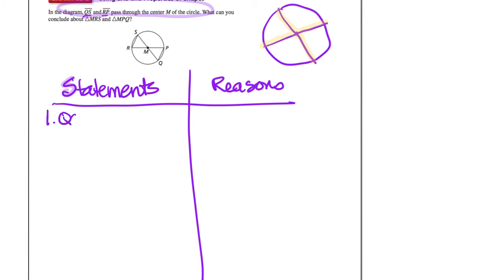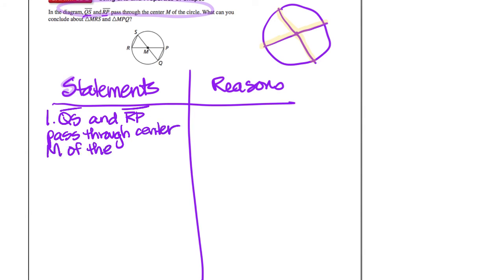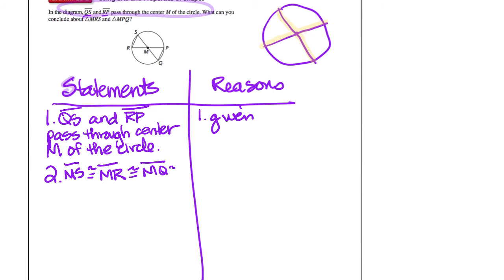So I'm just going to say QS and RP pass through center M of the circle. And you actually need that information there in order to say that those other segments are congruent. But what's nice is I can automatically go right to it. I can say that MS is congruent to MR, which is congruent to MQ, which is congruent to MP.